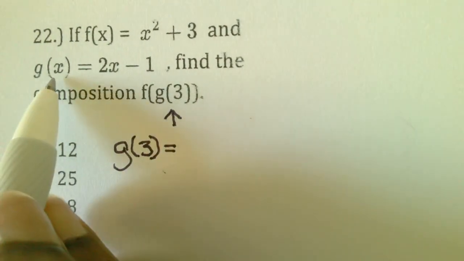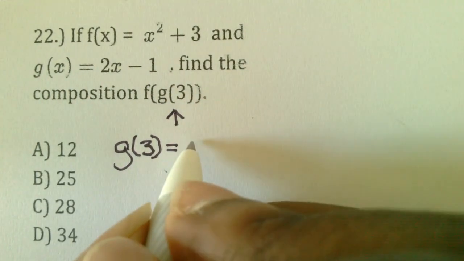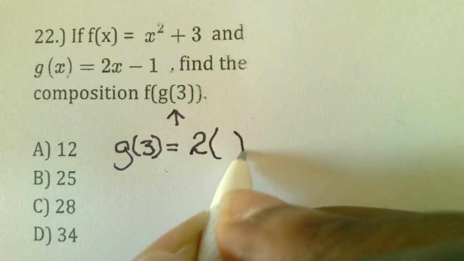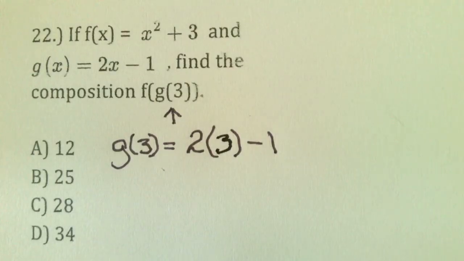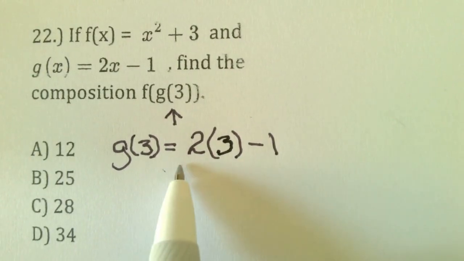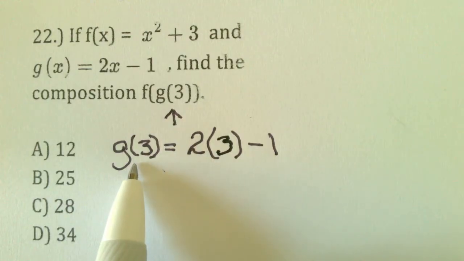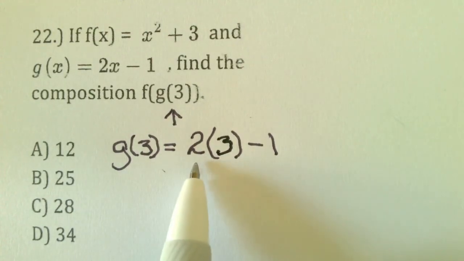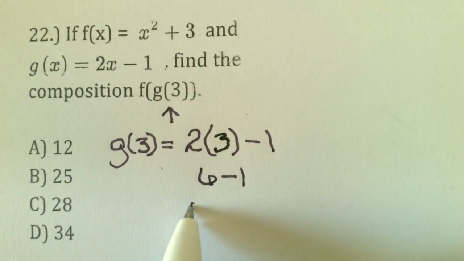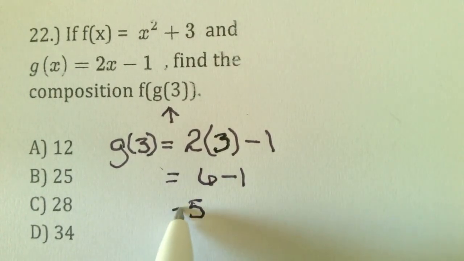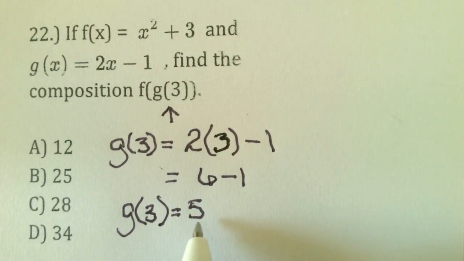Notice the 3 and the x are in the same spots, so we're going to replace the x's with a 3. Now we're just doing everything on the right-hand side. We use the left-hand side to keep track of what we replace the x with. So 2 times 3 gives me 6, and 6 minus 1 gives me 5. So g of 3 is equal to 5.